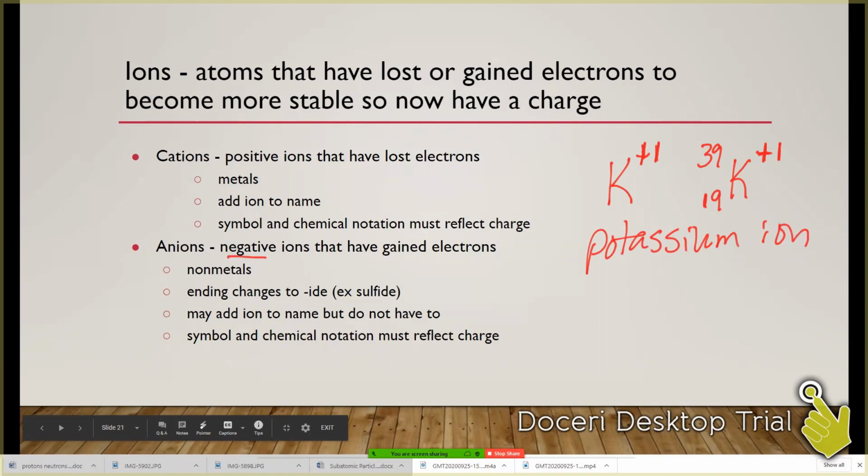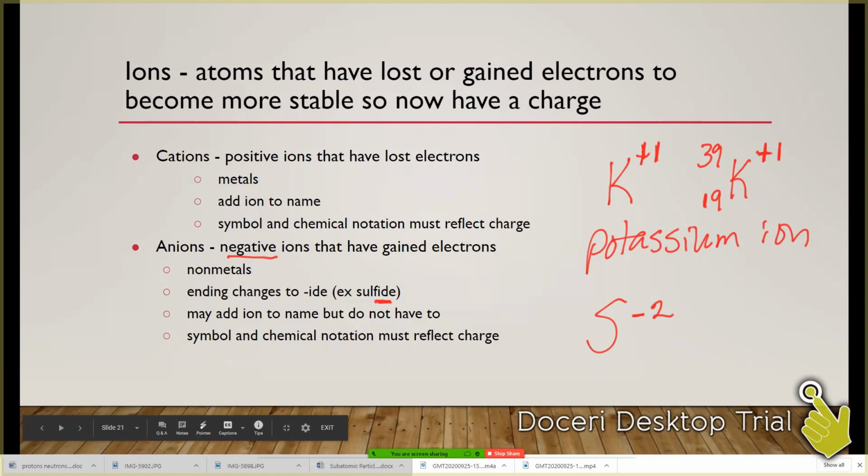Anions are negative ions that have gained electrons, and this is what the non-metals do. When you name them, the ending changes to "ide." So like instead of sulfur, it would be sulfide. You may add ion to it, but you do not have to, since the ending tells it's an ion. And the symbol in chemical notation must reflect the charge. So sulfur will gain 2 electrons and become a -2.